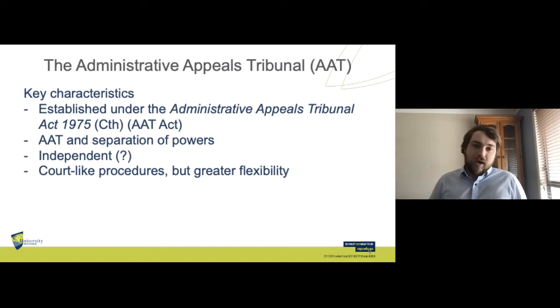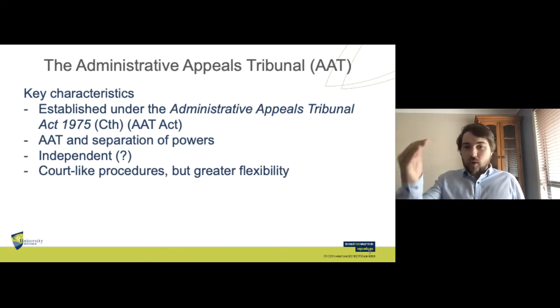There is some question mark over the AAT's independence. It generally has a fair degree of independence, even though it is part of the executive. But of course, it does still rely on funding from the Commonwealth Government, and membership is appointed by the government. Membership is not for life, it's only for 7 years in most instances. So there are some question marks about whether the AAT is as independent as we would like it to be.